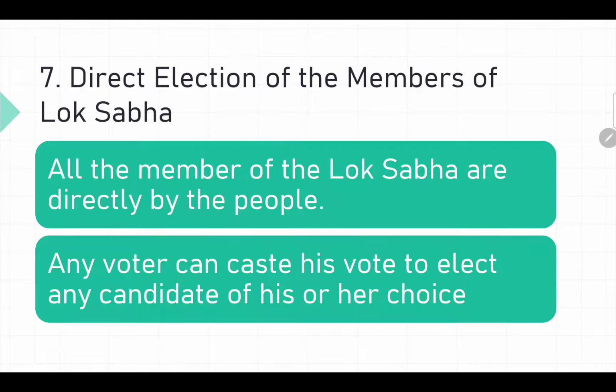So now the last point is direct election of members of Lok Sabha. How is a member of Lok Sabha elected, directly or indirectly? The question may come. All the members of Lok Sabha are directly elected by the people. So you need to be very conscious about how the method is direct election. Any voter can cast his vote to elect any candidate of his or her choice. It's very simple. Direct election means any voter can cast his or her vote to elect any candidate of his or her choice.